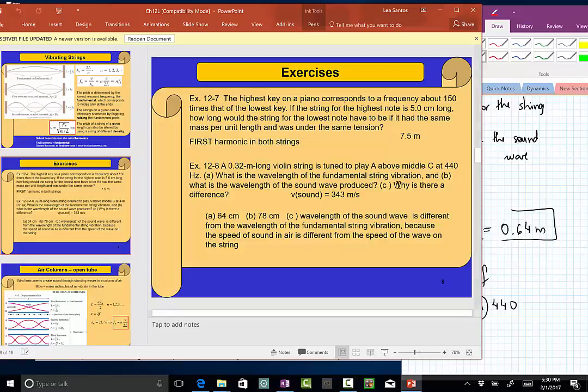Then comes the final question. Why is there a difference? Why do I have these two different wavelengths? Because we have two different media. The medium for the standing wave is the string. The medium for the sound wave, where the sound wave is propagating, is air. So I have two different speeds, and then I get two different wavelengths. The frequencies are the same, but the speeds are different, so the wavelengths change.